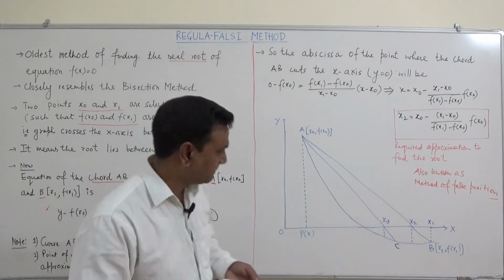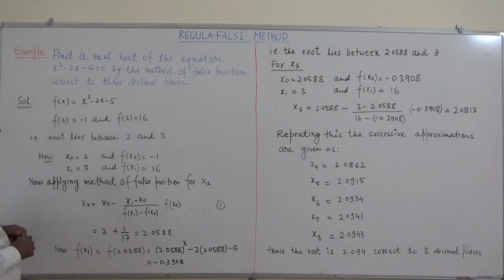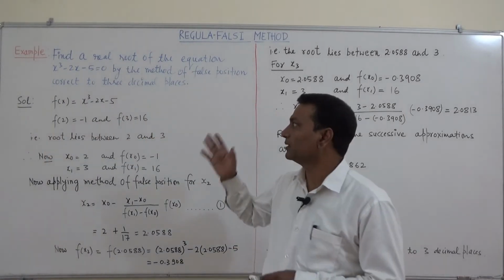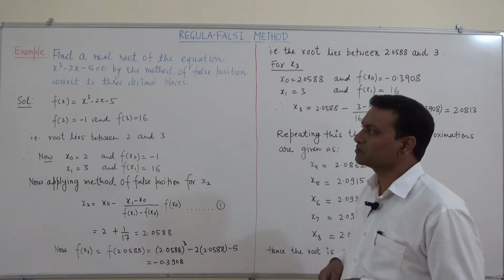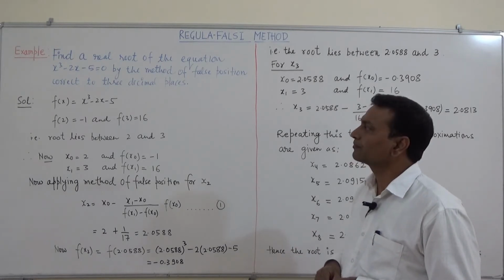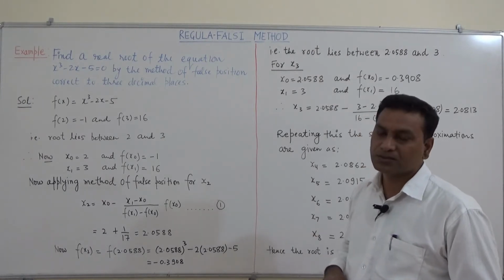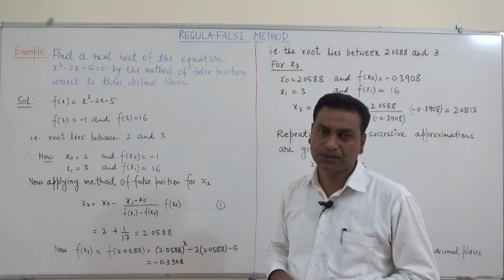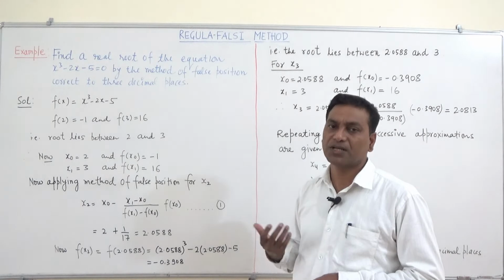So let us see. Now we will see the example of Regular-Falsy method. In this example we have to find the real root of the equation x cube minus 2x minus 5 equals 0 by the method of false position, correct to 3 decimal places. So in this equation we will apply the Regular-Falsy method, the method that we have discussed, also known as the method of false position.